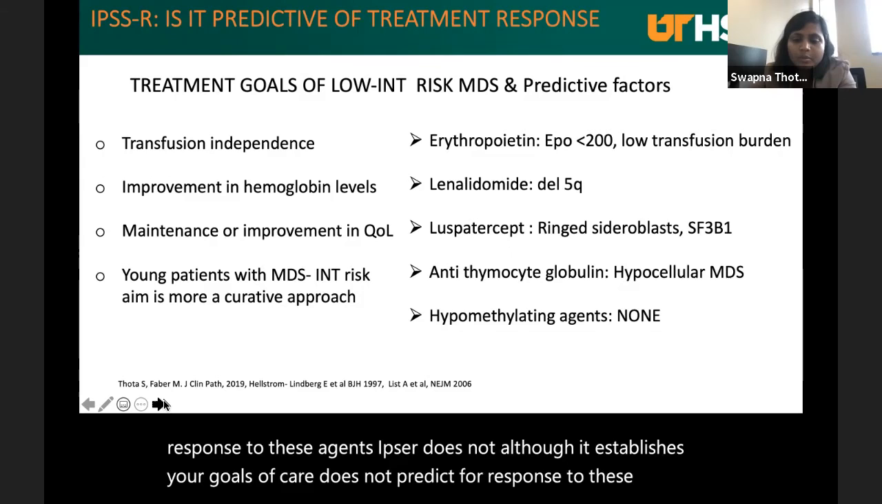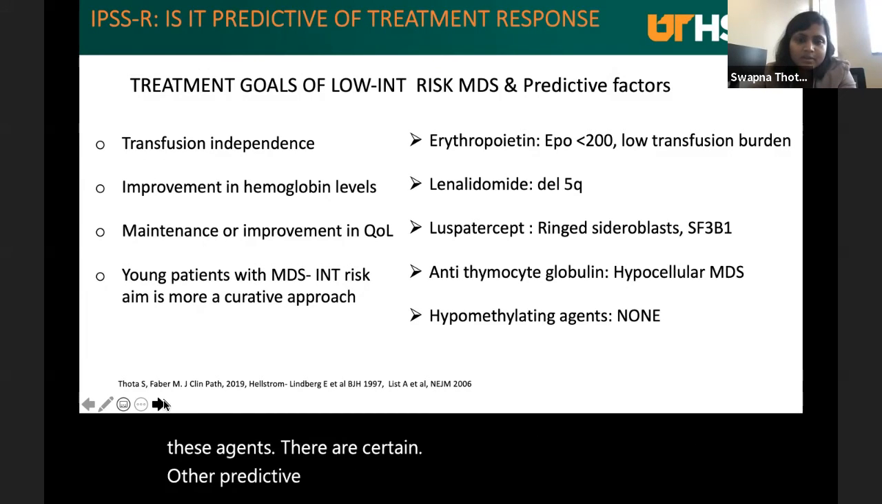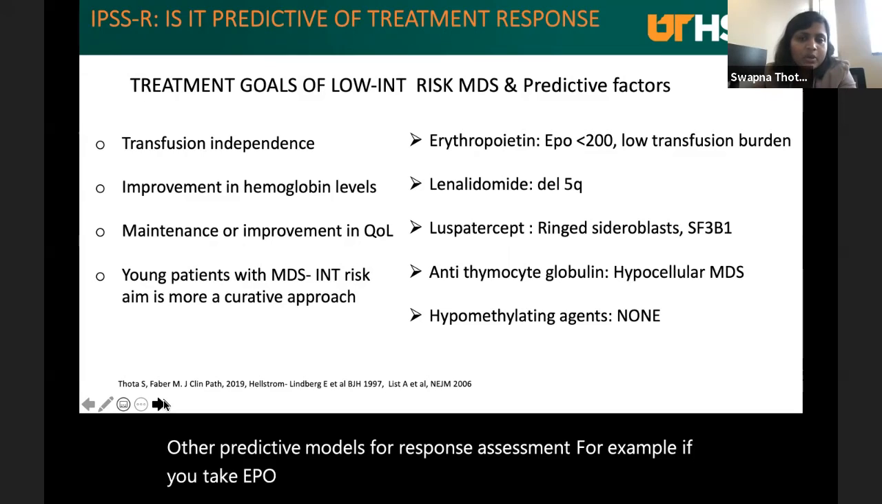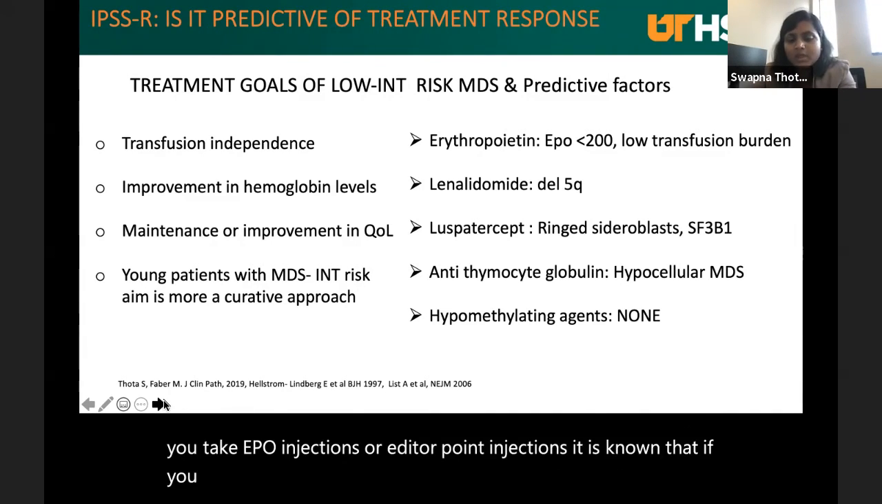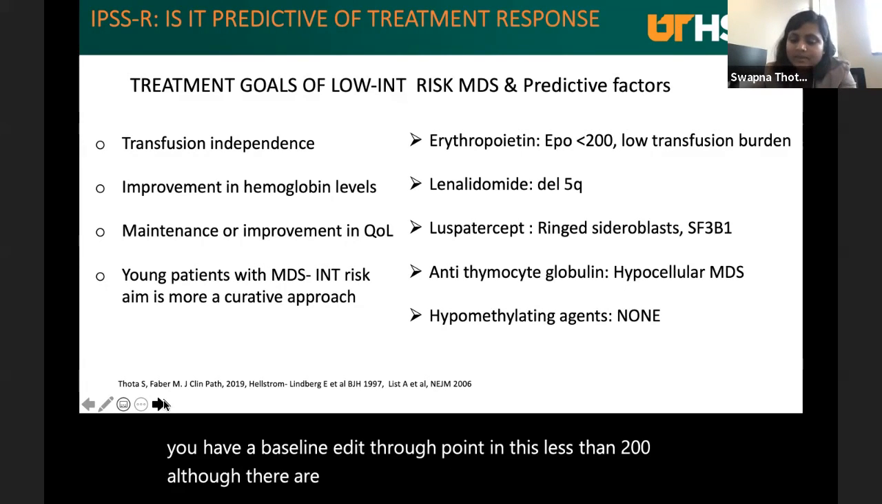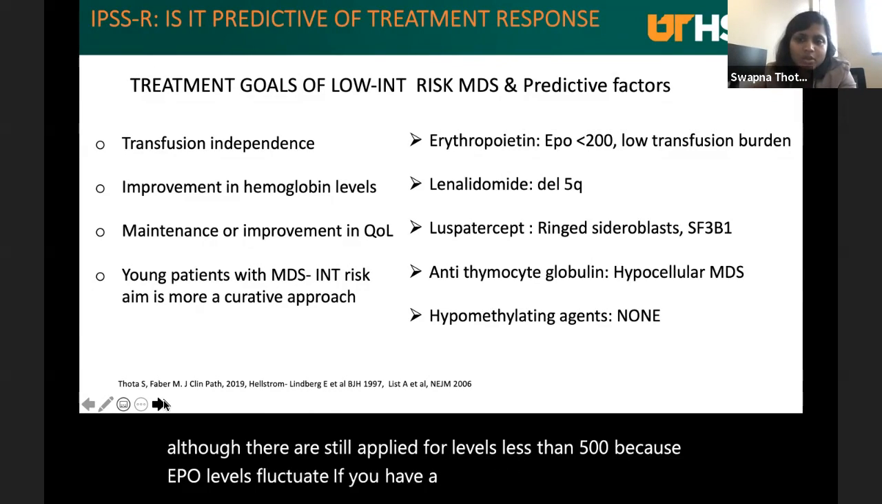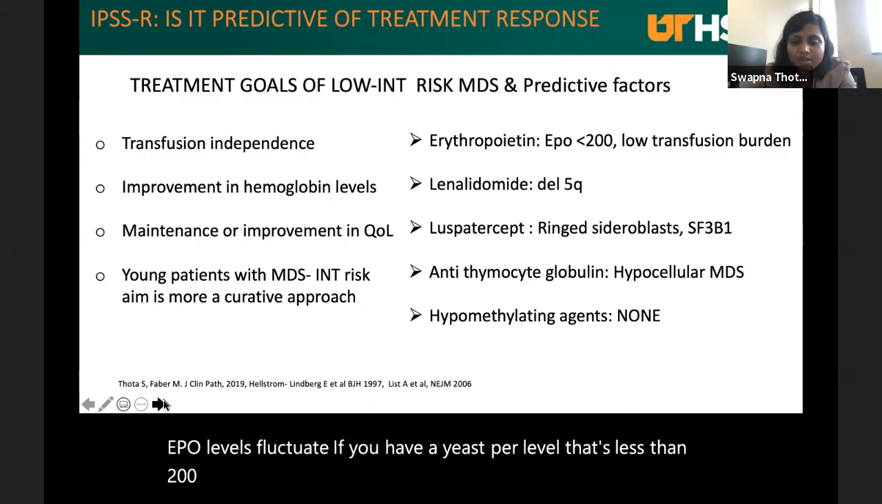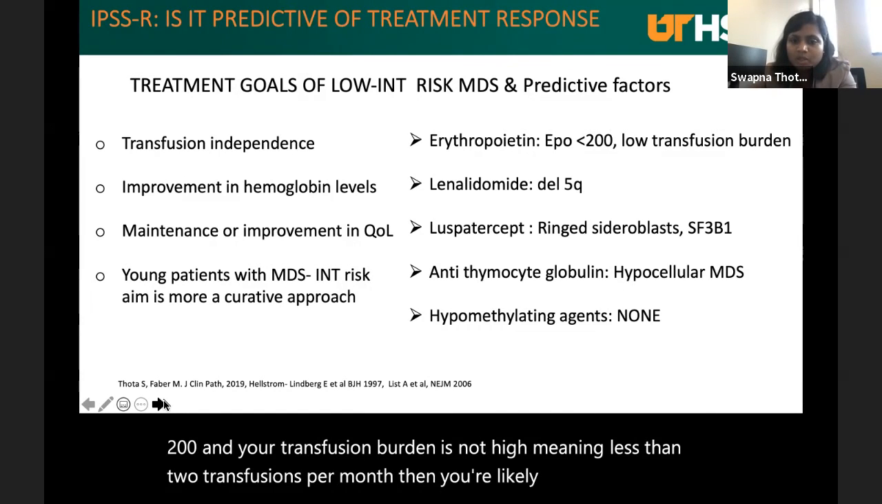There are certain other predictive models for response assessment. For example, if you take EPO injections, or erythropoietin injections, it is known that if you have a baseline erythropoietin level that's less than 200, although they are still applied for levels less than 500 because EPO levels fluctuate, and your transfusion burden is not high, meaning less than 2 transfusions per month, then you're likely to respond to erythropoietic agents.